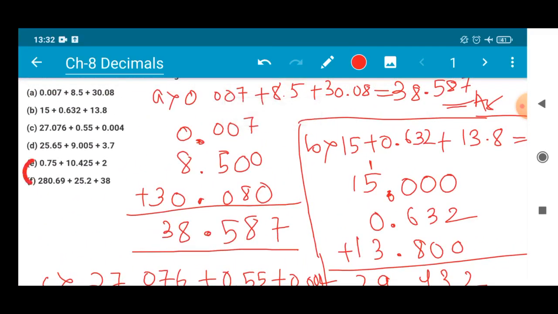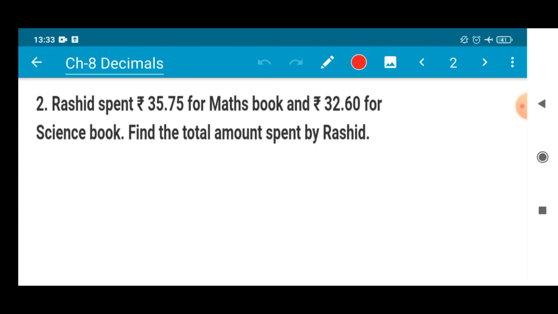Now the remaining two sums, that is number E and F, will be a home assignment. I request you all to do this yourself. Okay, so if you have any problem, comment down. Okay, let us proceed to question number 2.